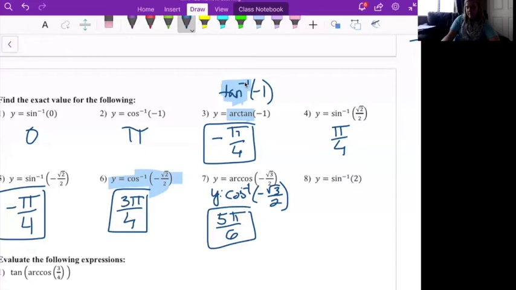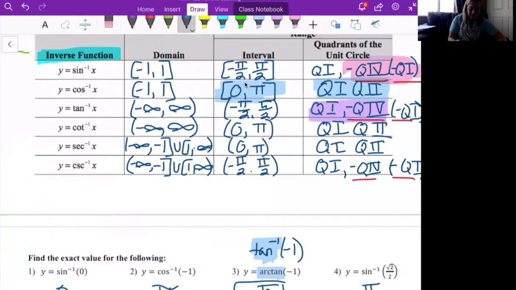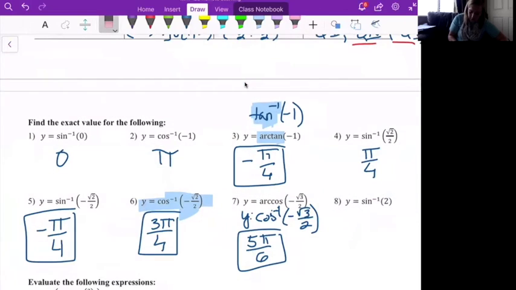And then sine inverse of 2. Well, the domain of sine inverse is between negative 1 and 1. And so because 2 is not in that interval, this does not exist.